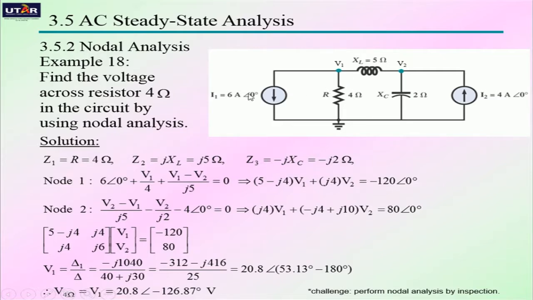In this example, we are using nodal analysis to solve for the voltage across the 4 ohm. We can see that two nodes are involved, V1 and V2. By performing nodal analysis, we find that V1, which is actually the voltage across the 4 ohm, is 20.8 magnitude, negative 126.87 degree volt.